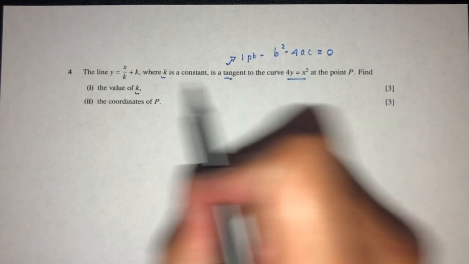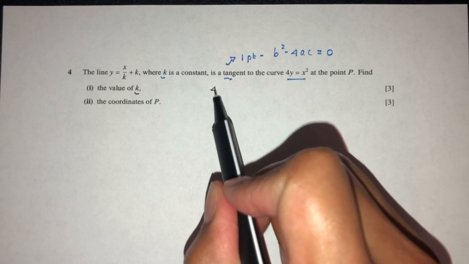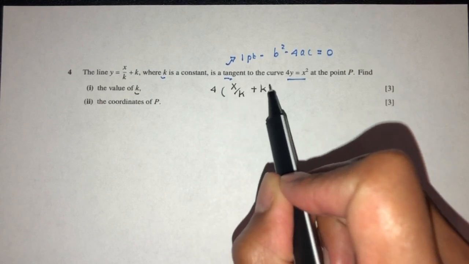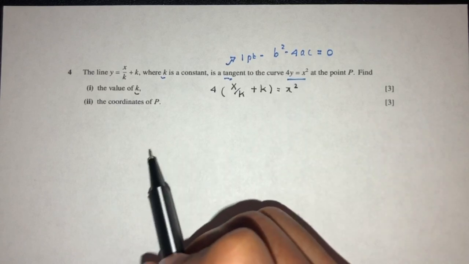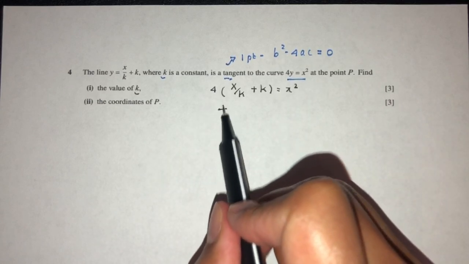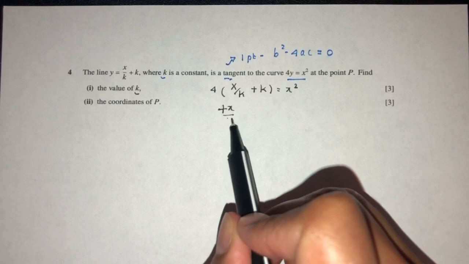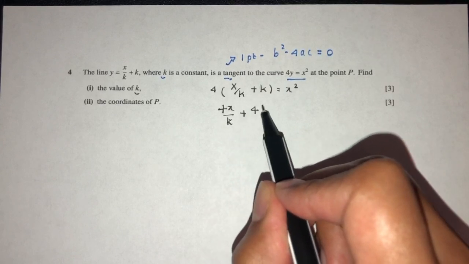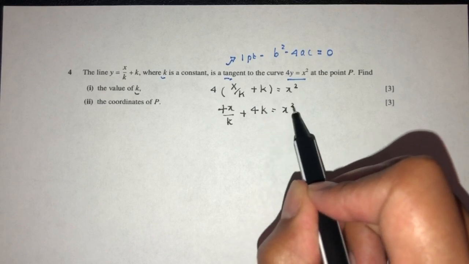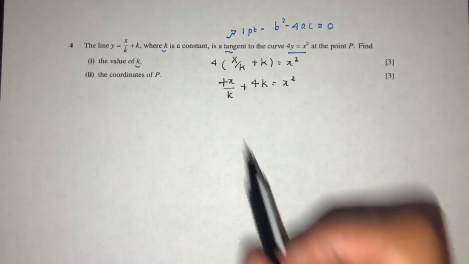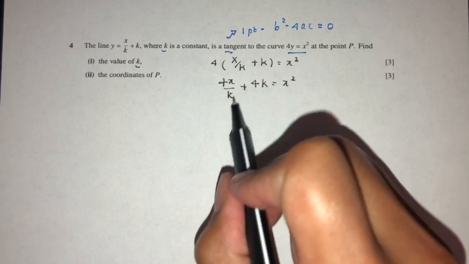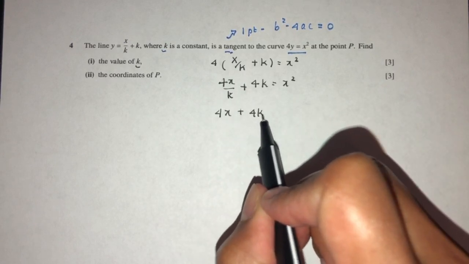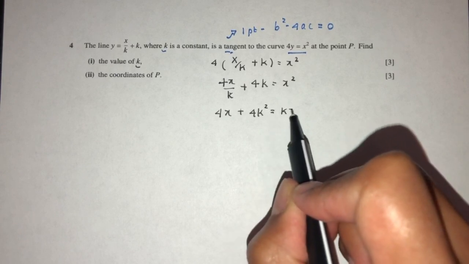So here we have y, here we have y, we can replace, so 4y is also x over k plus k has to be x squared. Now we can simplify, that will be 4x over k plus 4x, that should be x squared. Now we can multiply by k everywhere, just to remove the k at the bottom here, that should be 4x plus 4k squared equal to kx squared.